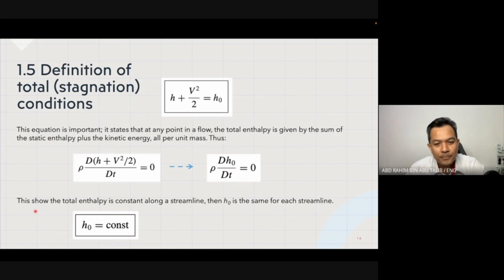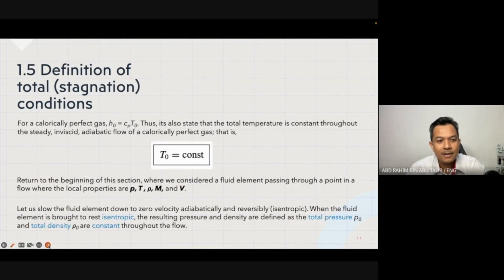This shows the total enthalpy is constant along a streamline. Then the total enthalpy H naught is the same for each streamline. H naught is equal to a constant, right? And for a calorically perfect gas, the total enthalpy H naught equals the specific heat capacity times the total temperature T naught. Thus, it also states that the total temperature is constant throughout the steady inviscid adiabatic flow of a calorically perfect gas, so T naught, the total temperature, equals a constant.